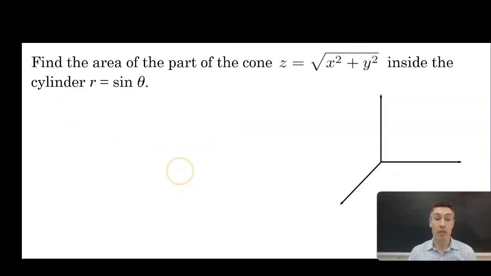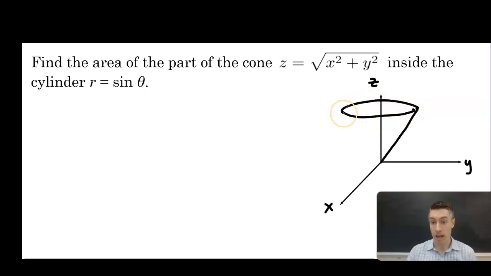All right, find the area of the part of the cone, z equals the square root of x squared plus y squared, inside the cylinder, r equals sine theta. So again, just to visualize what we're dealing with, we have the cone, and this cylinder is a polar cylinder. So r equals sine theta, that's going to be this cylinder over here.